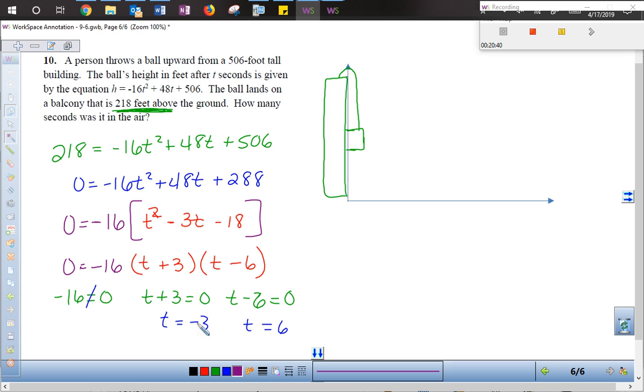So we have to see which answer makes sense. It says how many seconds was the ball in the air. Our options are either negative 3 seconds or positive 6 seconds. This one's a no-brainer because we can't have negative time. So the ball was in the air for 6 seconds.